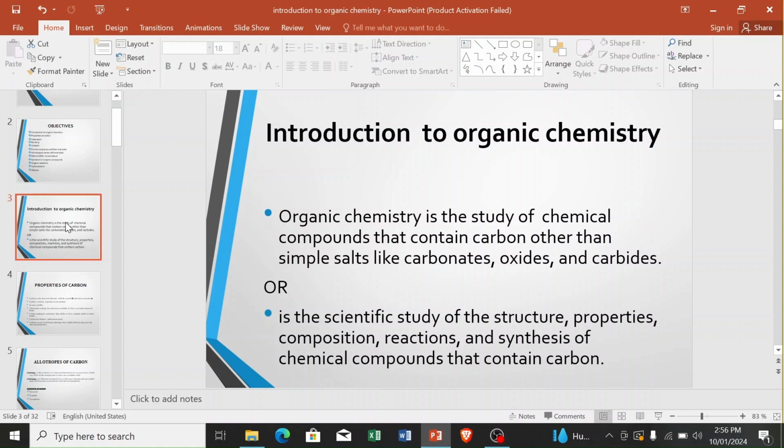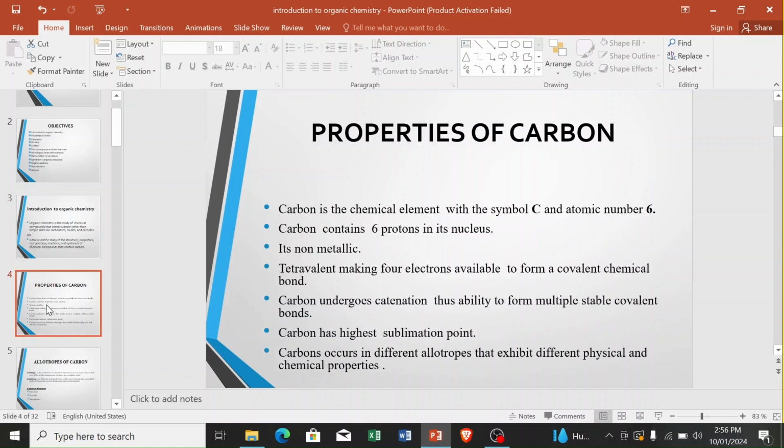Or we can also define it as the scientific study of the structure, properties, composition, reactions, and synthesis of chemical compounds that contain carbon. So let's look at the properties of carbon after we have known what organic chemistry is. We know that we are going to base on studying carbon and its compounds, apart from the carbonates and then carbides and oxides. So as we look at the different compounds of carbon, we need to know what are the properties of carbon as an element of the periodic table.